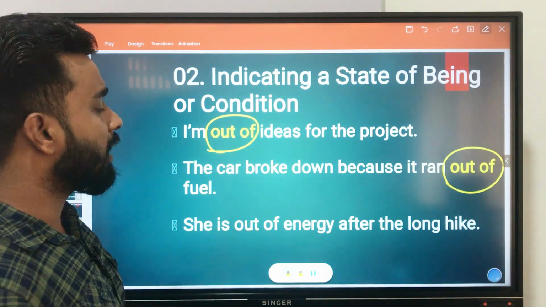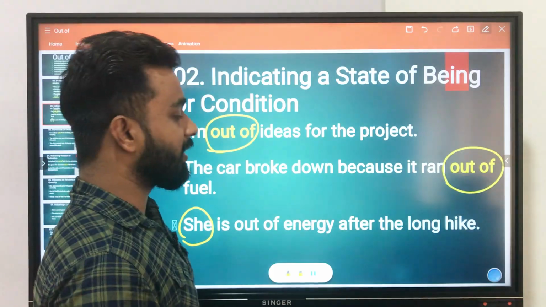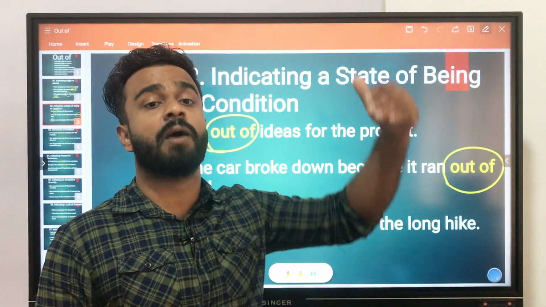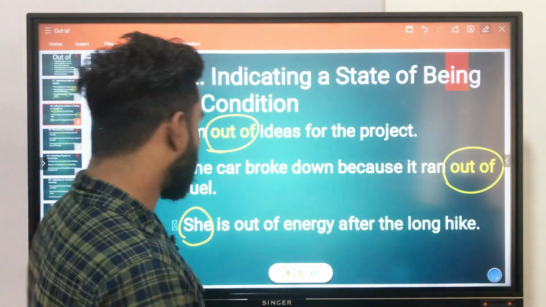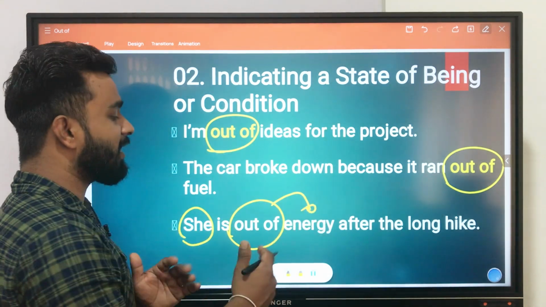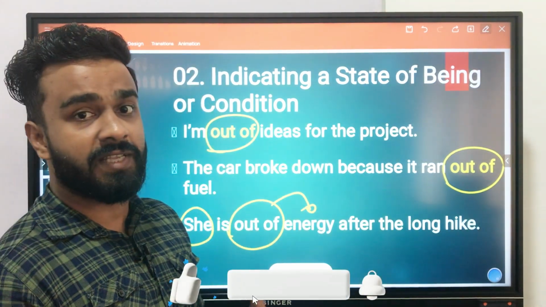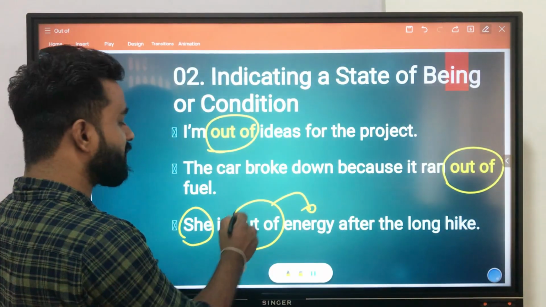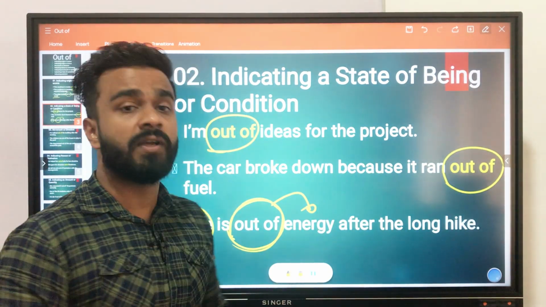The next example: She is out of energy after the long hike. So there is a girl. She went for a hike. It means climbing up mountains. She went to climb up mountains and she came back. Now she is out of energy. She doesn't have any more energy to do something else. Then we say she is out of energy. Out of energy means she doesn't have energy.